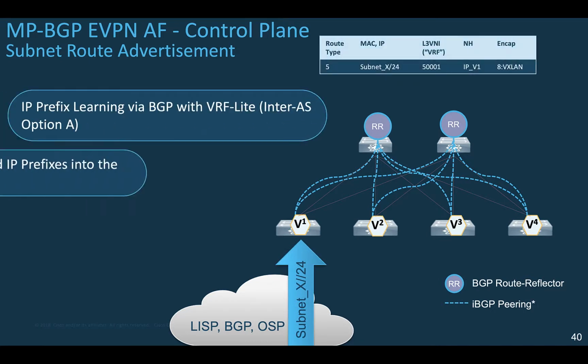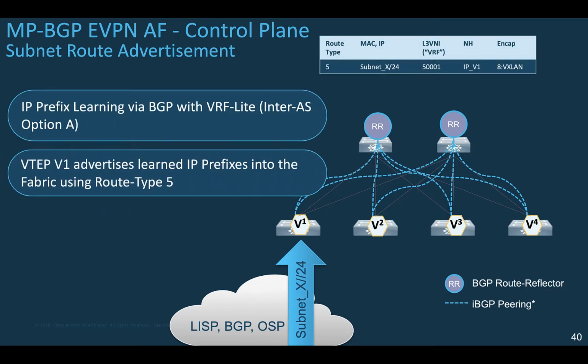And traditionally, the IP prefix learning is achieved via BGP with VRF Lite. This is known as the inter-AS option A. In this example, the VTEP V1 participates in external peering with LISP, BGP, OSPF, etc., and advertises the learned IP prefixes from there into the fabric with the IP prefix length and layer 3 VNI.